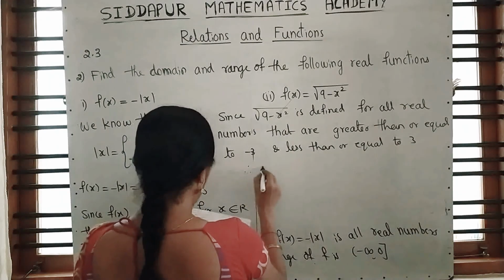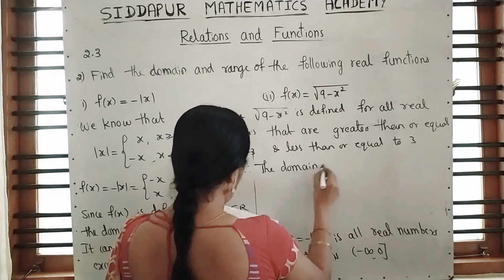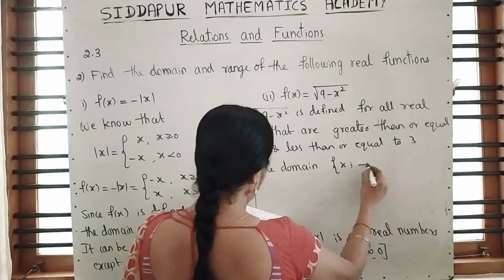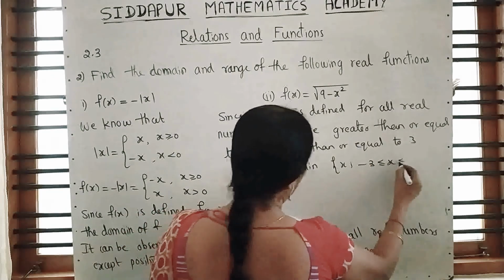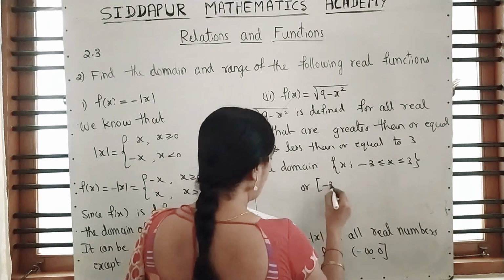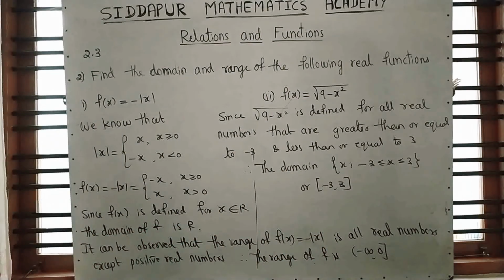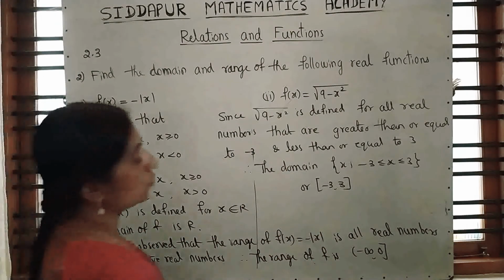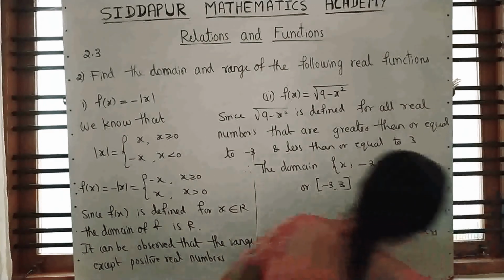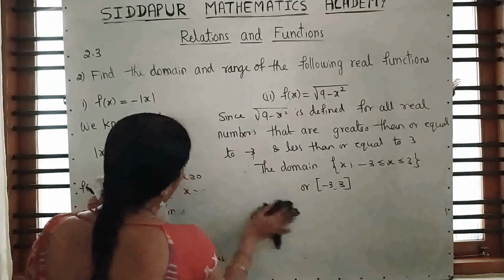Therefore, the domain is what? X such that it is lying between minus 3 to plus 3. Or you can write in the closed interval including minus 3 to plus 3. Now the question comes, what should be the range? If you write the values in between minus 3 to plus 3, including minus 3 and plus 3.